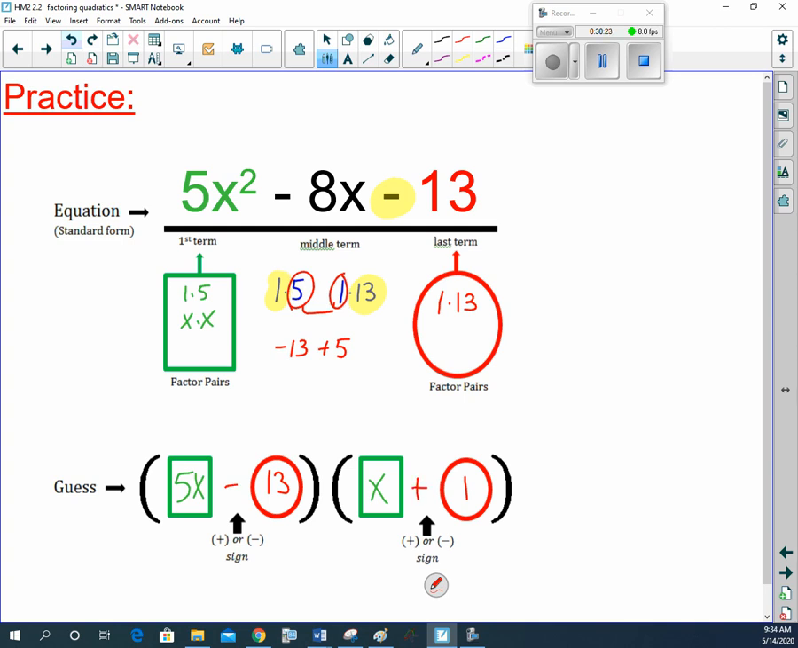Let's do a quick check just to really make sure that we did it correctly. Negative 13 times x is negative 13x. And then 5x times 1 is plus 5x. Add them together. Do we get a negative 8x? We do. We're happy. Everybody's smiling. So now we know that it factors to 5x minus 13 and x plus 1.